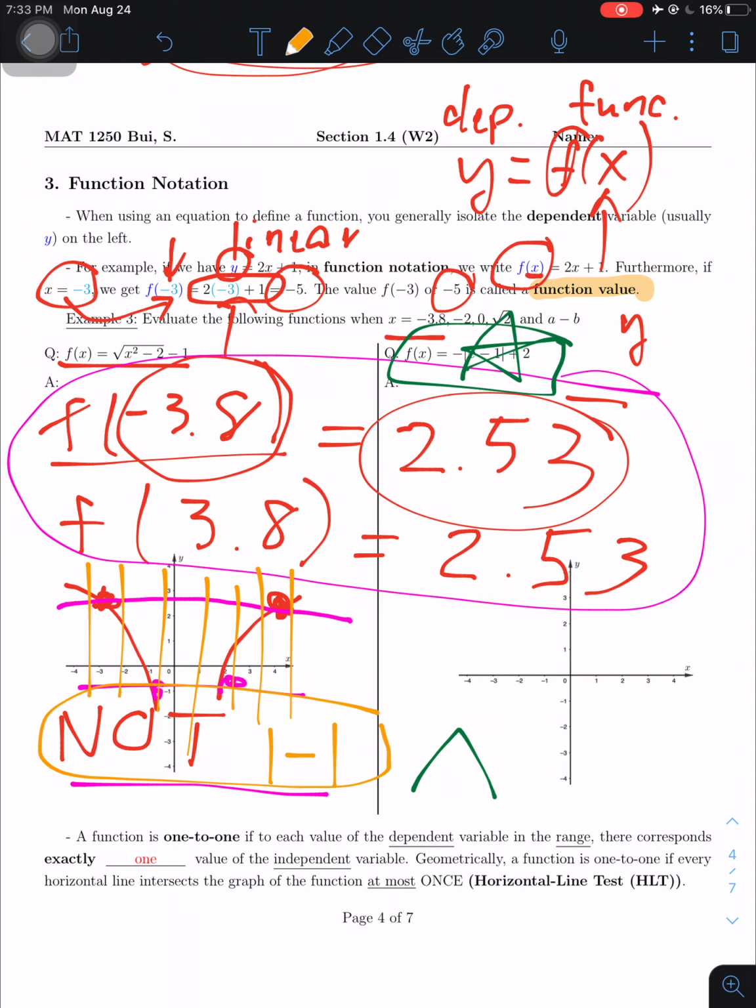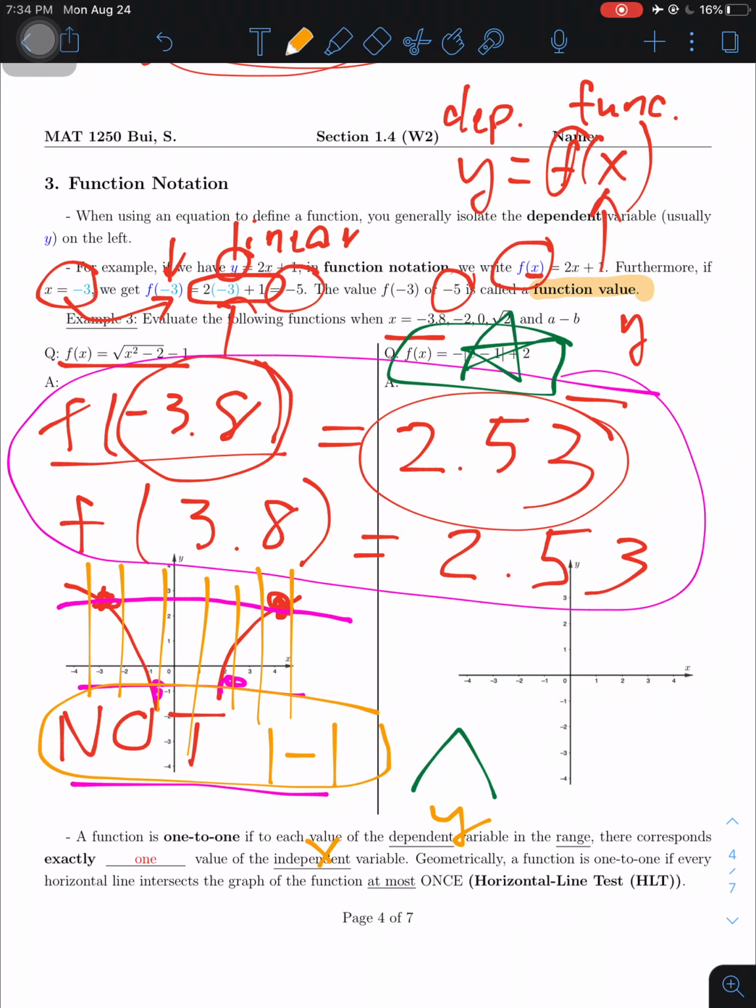So now what does one-to-one function mean? It means that to each value of the dependent variable in the range, which we refer to as the y value, there corresponds exactly one value of the independent variable, which is x. So for every y value, you can have just one x value. If you have more than one x value, you're out. It's not a one-to-one function anymore. It's still a function, but it's just not one-to-one, okay?